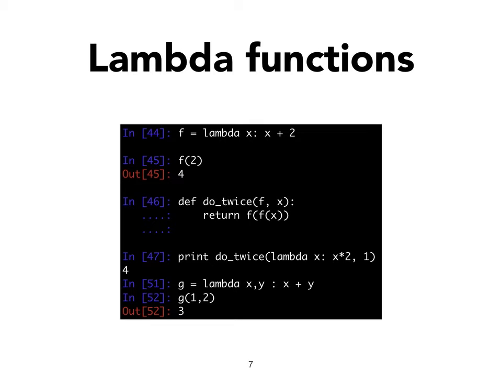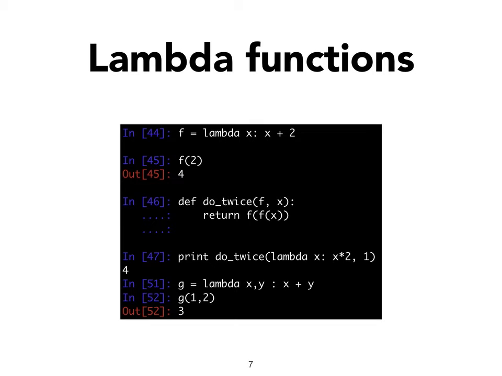Now we define a normal Python function, we call it do twice, and do twice will take two arguments, an argument f and an argument x. And here f is assumed to be a function. And then it returns the function f of x. So it applies the function f to x twice.